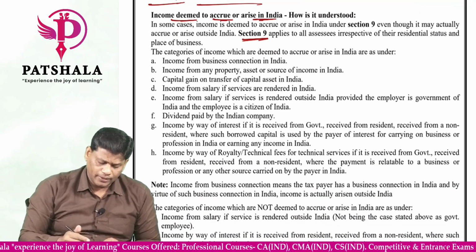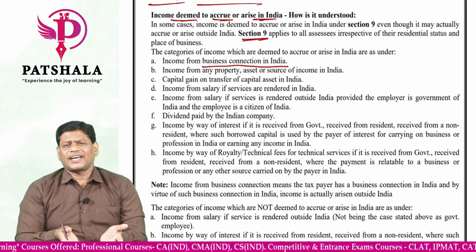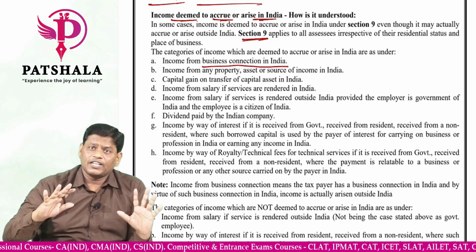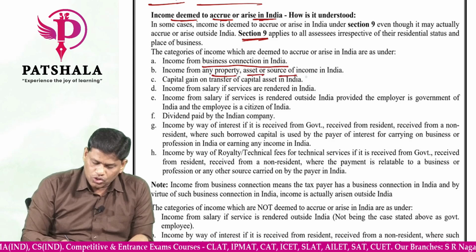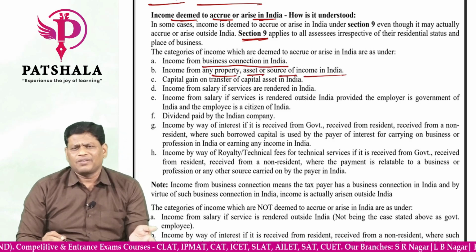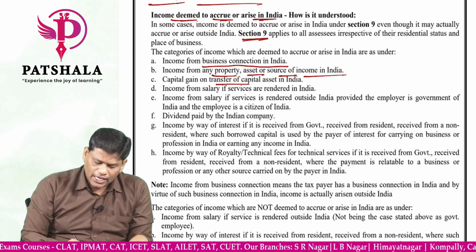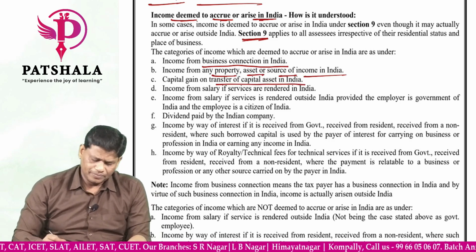What are those? One by one. Business connection in India. Once the business is connected to India, wherever you do the business, as the connection is in India, it is deemed to be earned in India. Income from property, asset, source of income in India. Once the source itself is in India, it is deemed to be earned in India. Capital gain on transfer of a capital asset in India. You are selling an asset in India, so it is that.